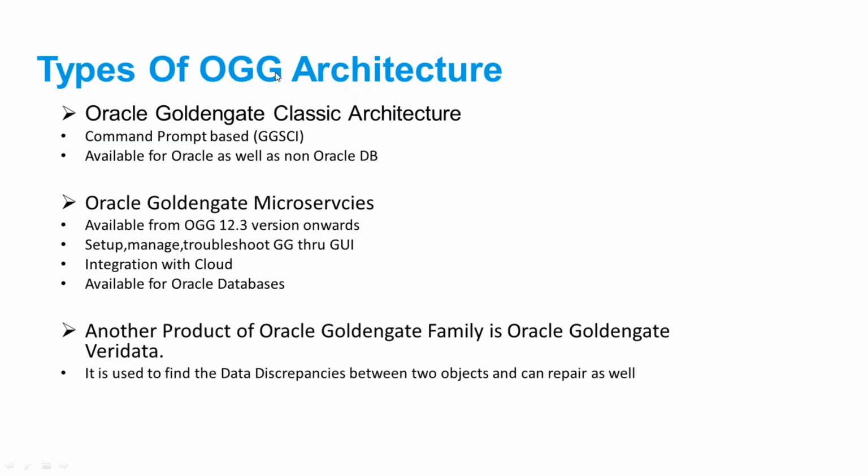So these are the two types of architecture which you can use, either one based on the requirement, the platform, the availability, and the support available. If you are using Golden Gate for a non-Oracle database, you have no option but to go with classic architecture. If you have an Oracle database and you want to use Golden Gate version 12.3, based on the certification matrix, if it is supported, you can choose either classic or microservices architecture.